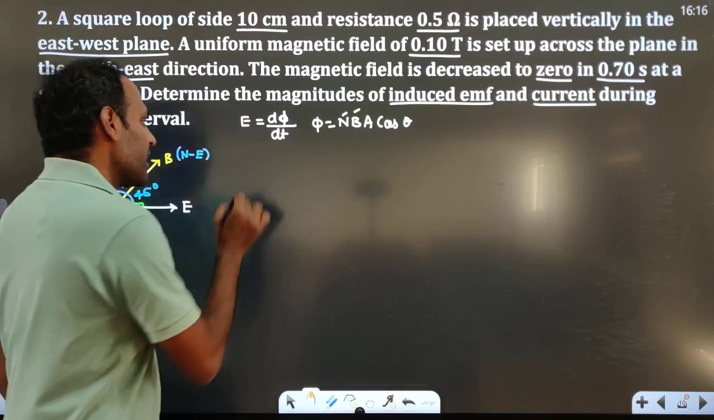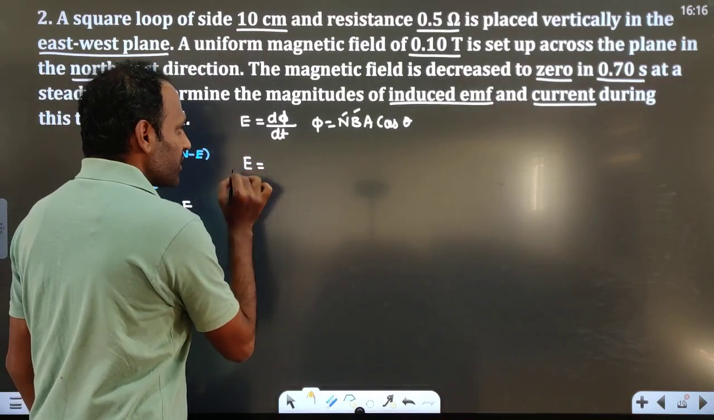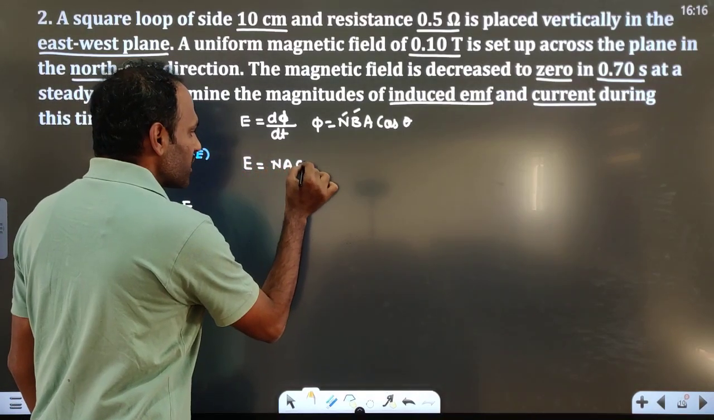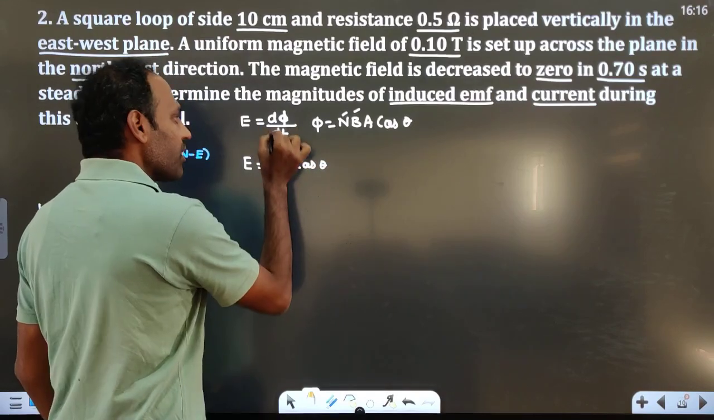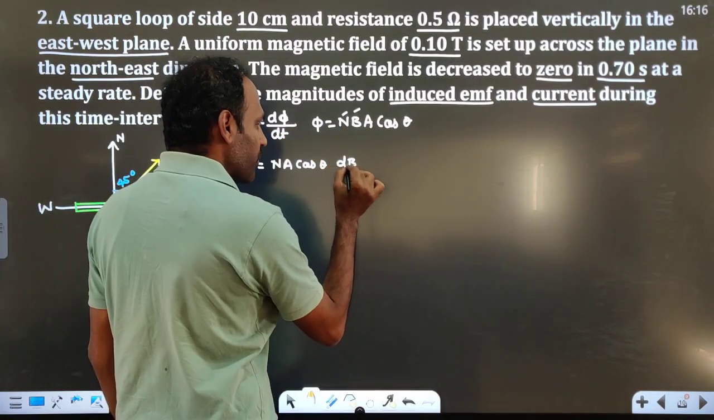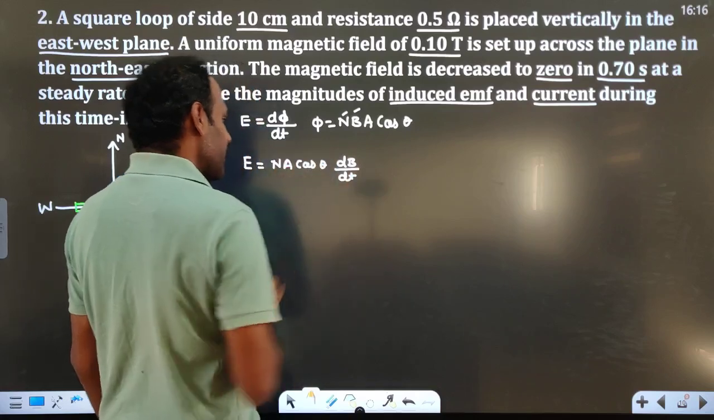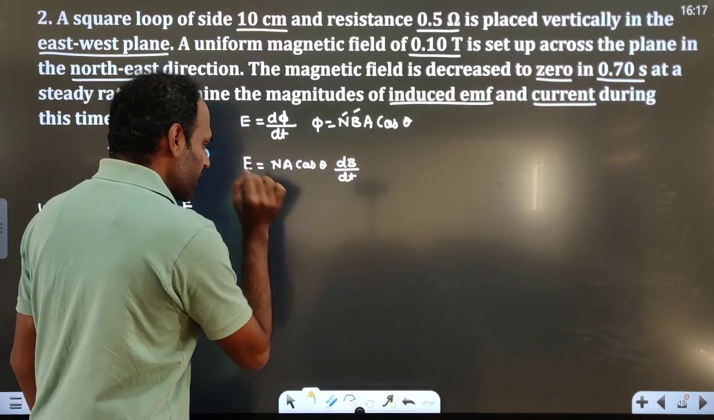0.70. So I can write the equation of EMF like this, NA cos theta. I will apply d by dt for magnetic field because magnetic field is changing here, correct? So there is no number of turns given, you take it as 1.